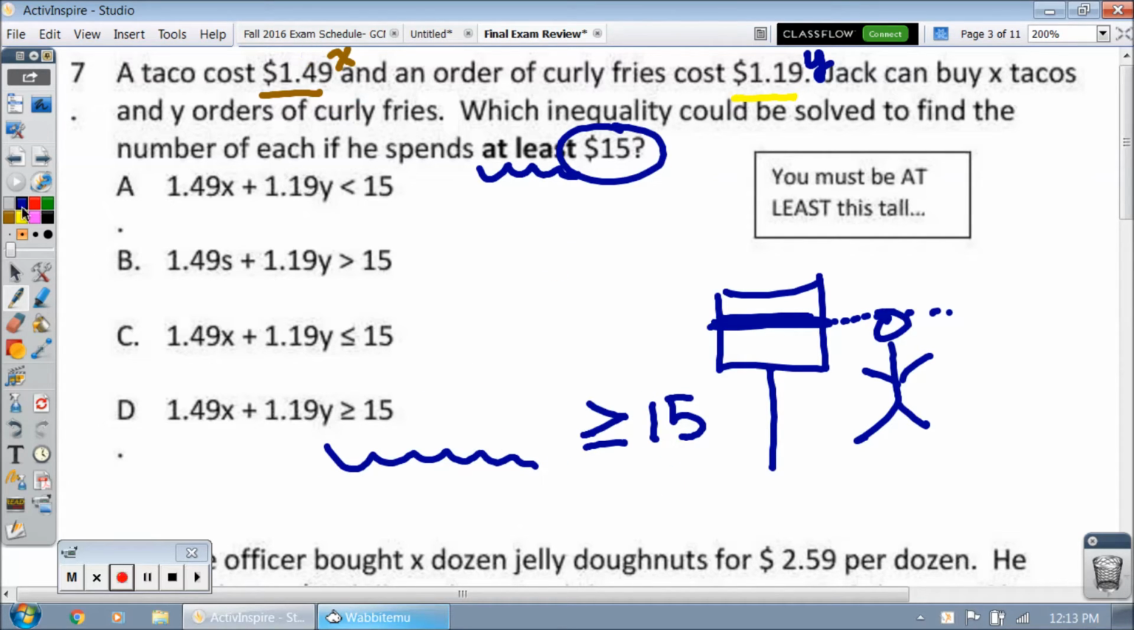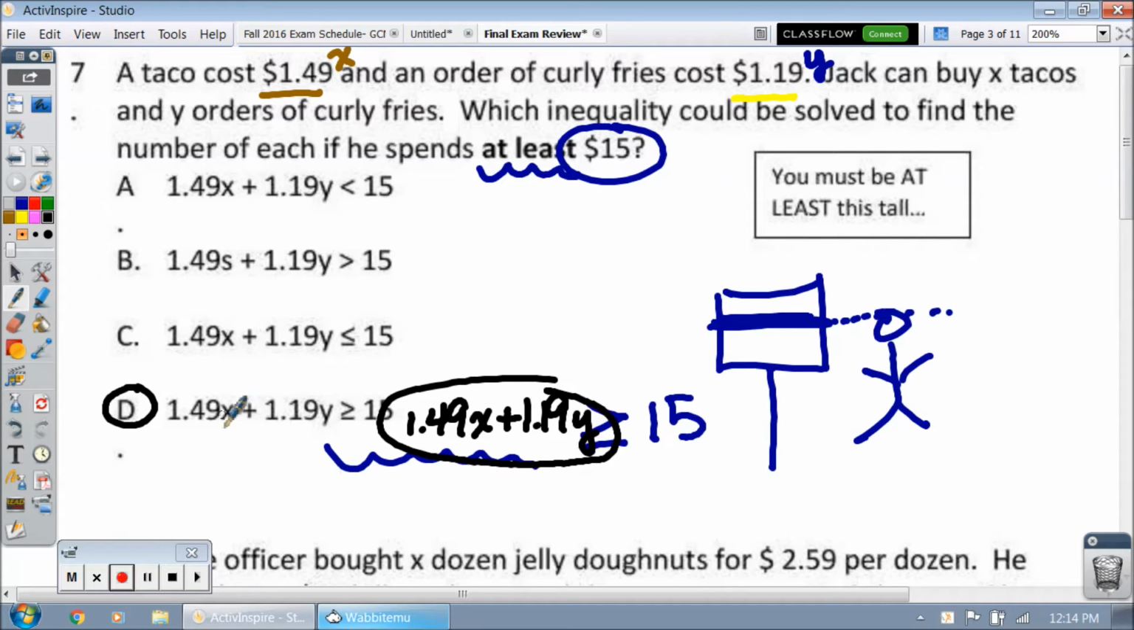And so now let's put everything together. $1.49 times the number of tacos plus $1.19 times the number of curly fries. All of this has to be at least or greater than 15. So you go through and you just match it up. Your answer is D.